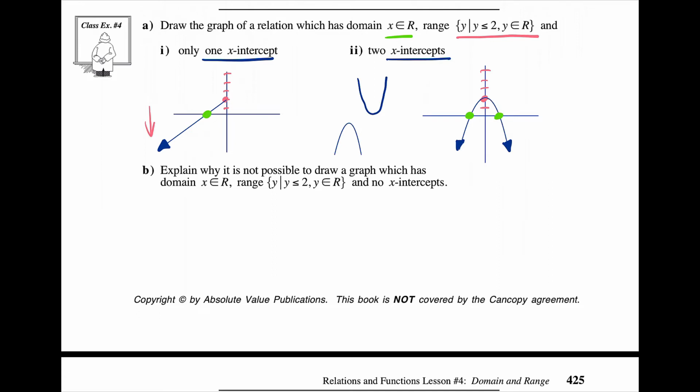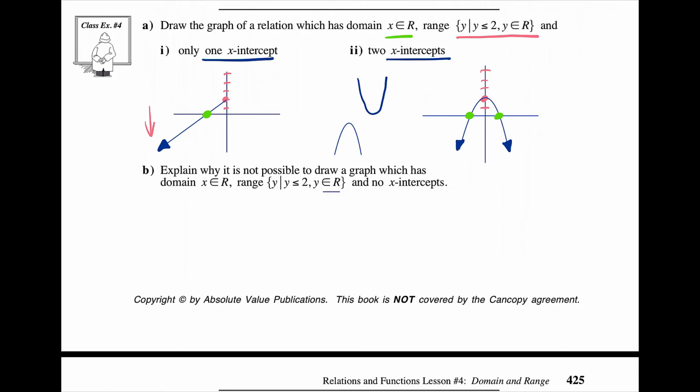Okay, well, it's basically because of this right here. It says it's a subset of all real numbers, which means it's going to continue to go down forever and ever. So if I look here, it looks like this one and this one are exactly the same. So y is such that y is less than or equal to 2.